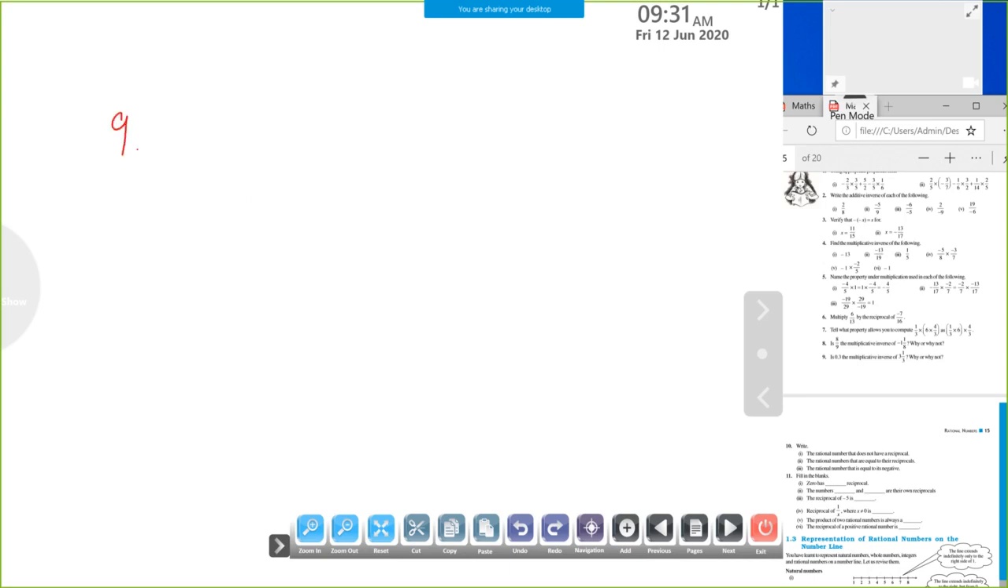Question number 9. Again, you are given two numbers there. 0.3. Is this number the multiplicative inverse of 3 and 1 by 3? This is what you have to check. Again, why or why not? 0.3 and 3 and 1 by 3. So what is the fraction expression of this number? All of you know when it has one decimal place, we have to divide it by 10. So the number is 3 by 10. This is a mixed numeral. When you write it in the P by Q form, this is going to be 10 by 3.